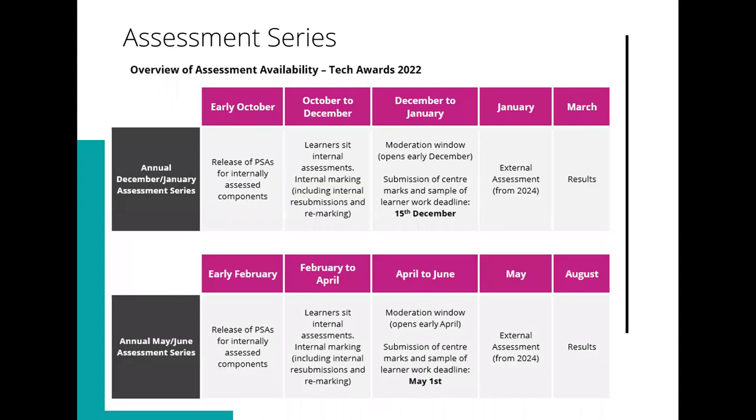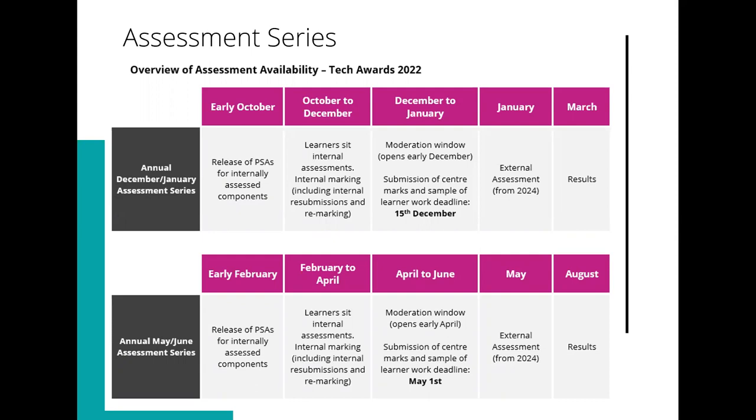Right, in terms of the assessment series, I am not going to go through this. This is there for you to look at, but it gives you an idea of when the internal PSAs come out in October and February, just if you're wondering. The October ones are moderated in December, January. The February ones are moderated in April to June. So they're different PSAs, two PSA releases a year.